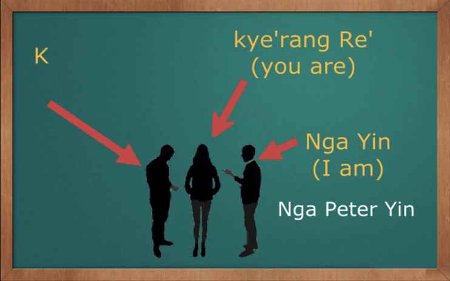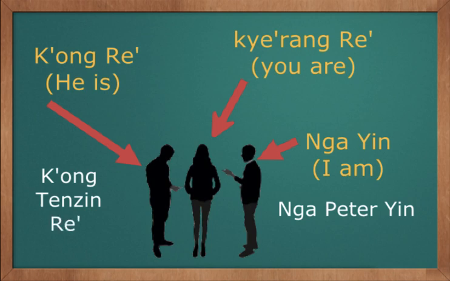For the third person, the rule is the same. We also use the linking verb re in Tibetan. So when you say he is Tenzin, it will be kong Tenzin re. Kong, that is he or she, and the name Tenzin, and the linking verb re. So he is Tenzin in Tibetan is kong Tenzin re.